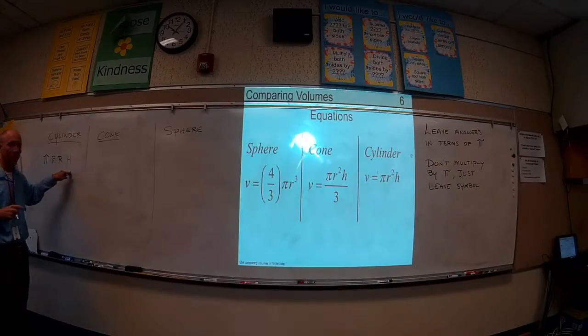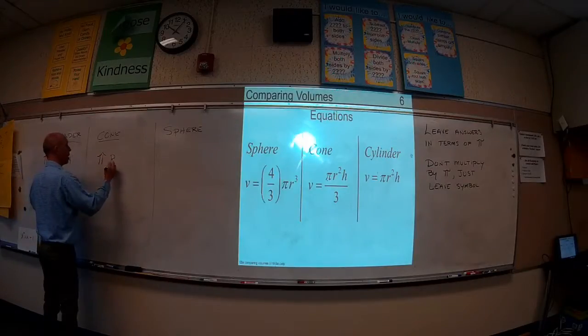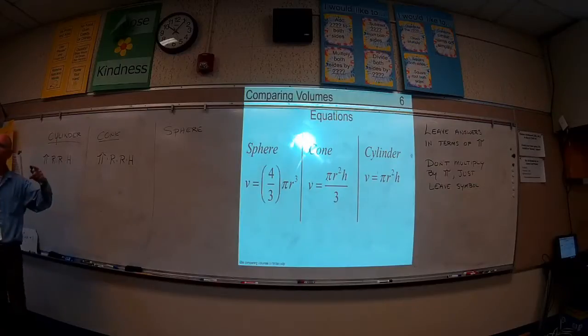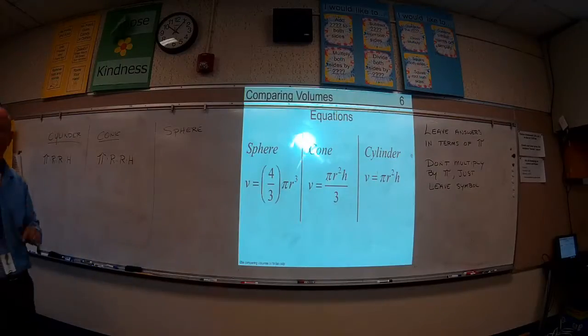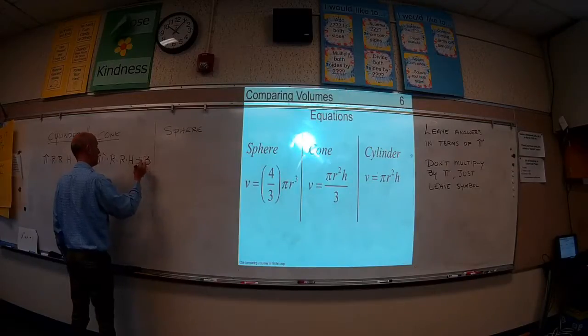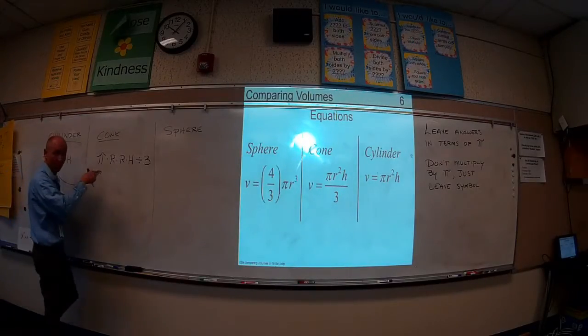Is the cone connected to the cylinder? Yes. So we know pi r squared h, there's my cylinder, and then how do I take that cylinder and turn it into the cone, Maddie? Divide by 3. There's my cone. So really the cylinder turns into the cone.